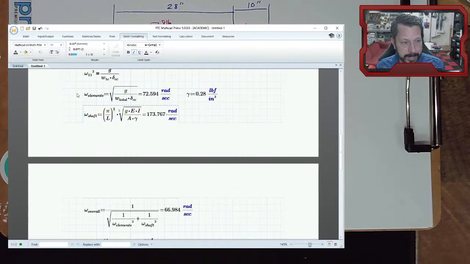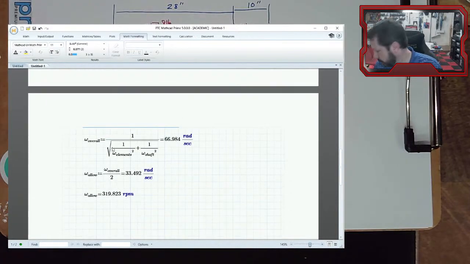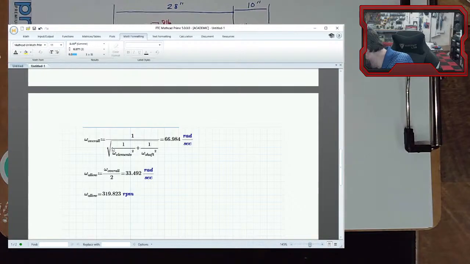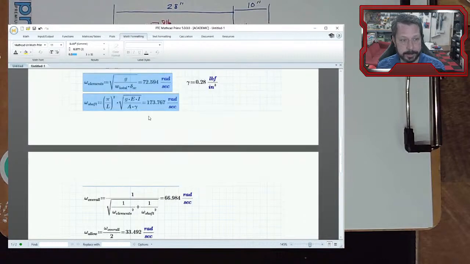And then we had these two different speeds, or critical speeds, for the elements and the shaft, and we needed to combine those together. And we used this equation, which is equation 732 or 731. They're both kind of the same thing. And we did have to solve it for just omega instead of omega squared. And then we calculated this combination, the 67 radians per second, is the critical speed for the combination of the elements and the shaft together.